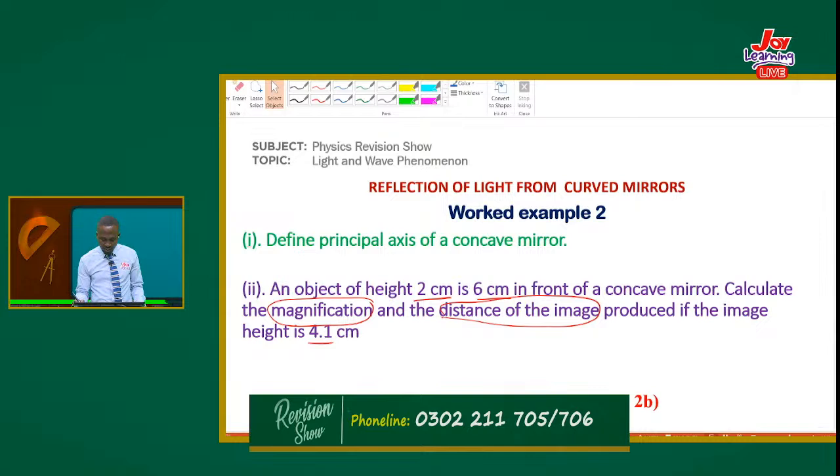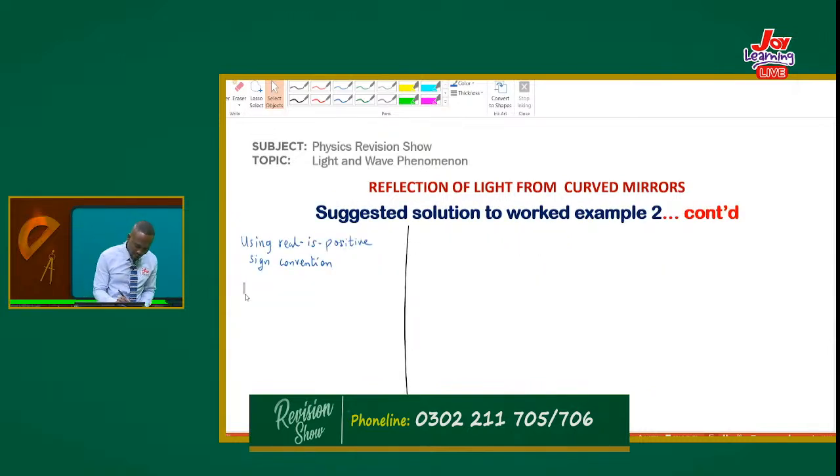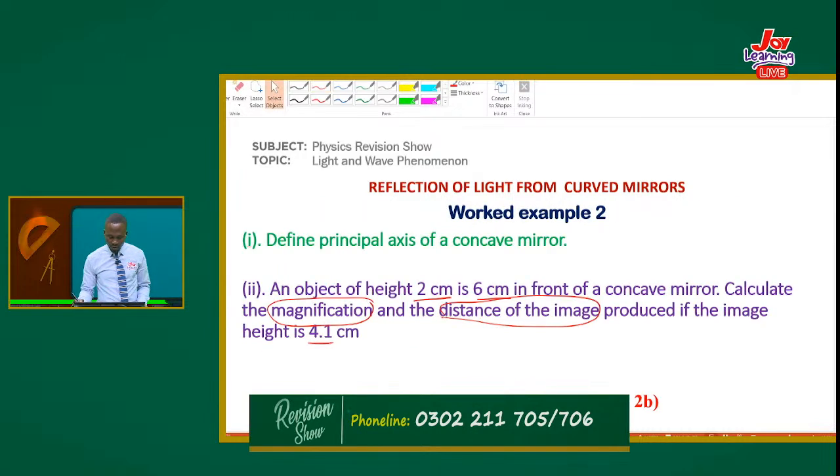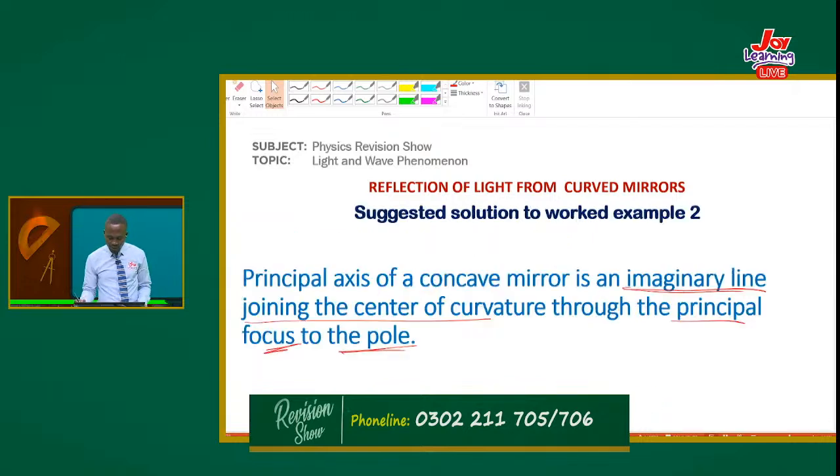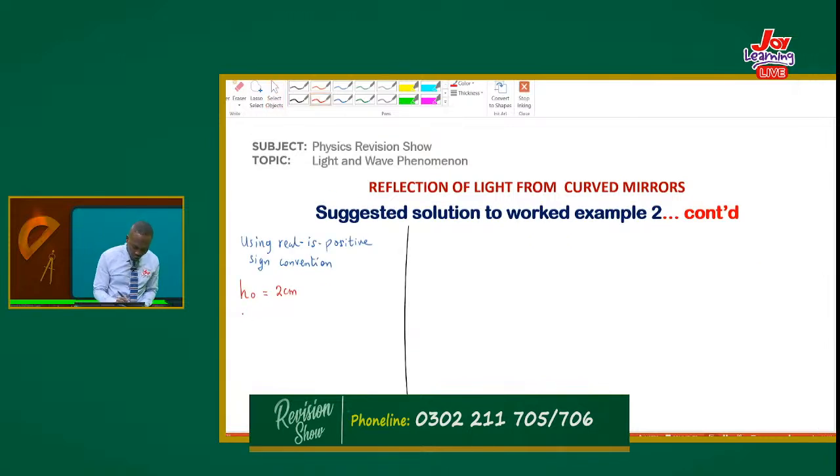An object of height 2 centimeters. So height of object, I'll use h subscript 0, is 2 cm. It is 6 cm in front of the mirror. And then the image produced has a height of 4.1. So the object distance, which is u, is 6 cm. And then the height of the image formed, I'll say h subscript i, is 4.1 centimeters.